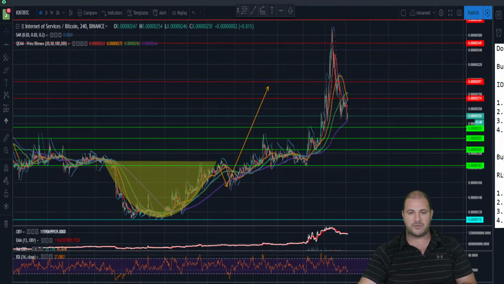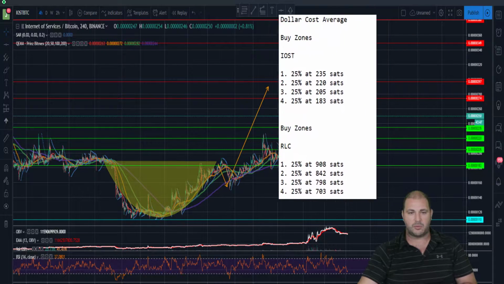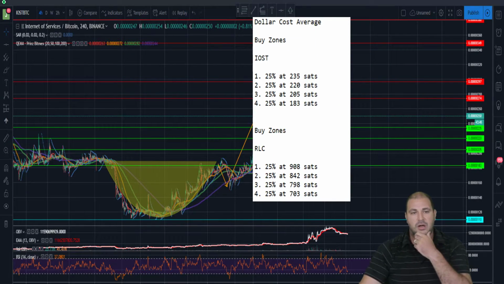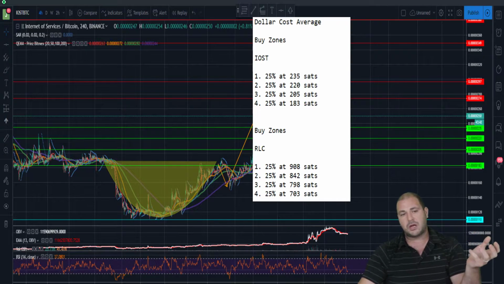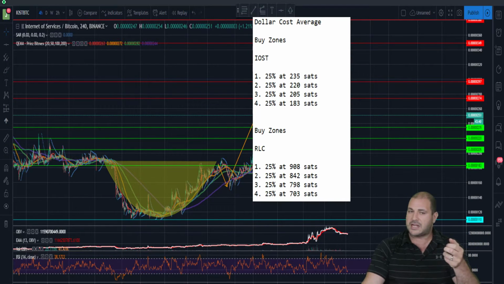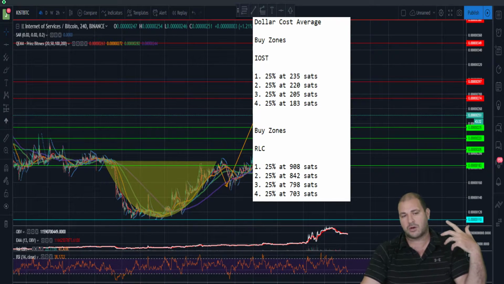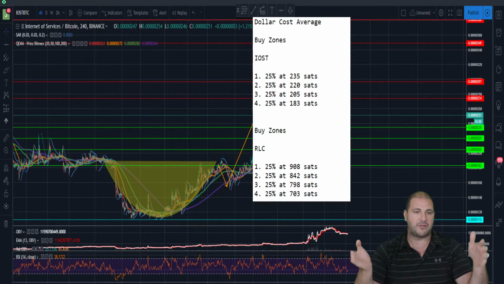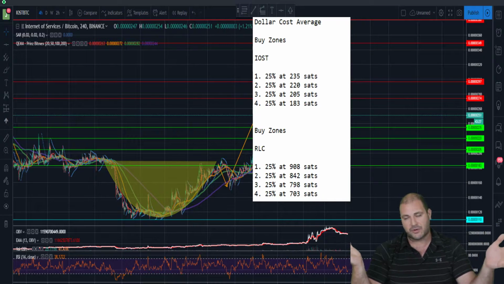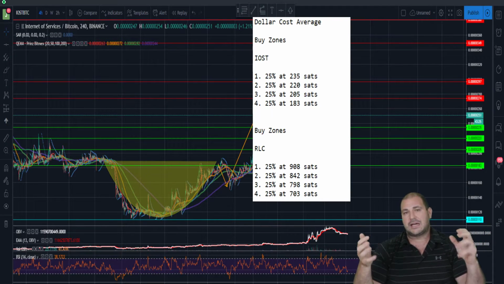A good example of this, I'll just pull it out over here, would be doing something along those lines. So if you're dollar cost averaging and you have a Bitcoin, put 0.25 or 25% in at 235. Again, another order at 220 sats, another order at 205, and last order around 183. It could be 185 if you like just round numbers, make it easier for yourself. So that is basically how you do dollar cost averaging.